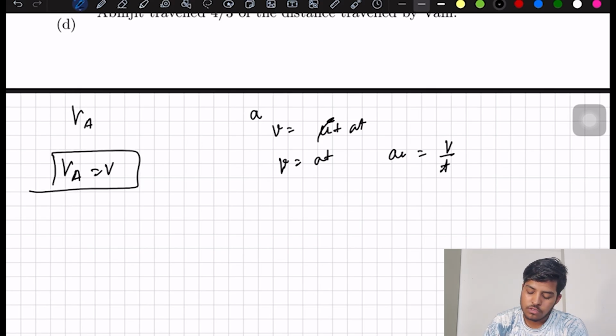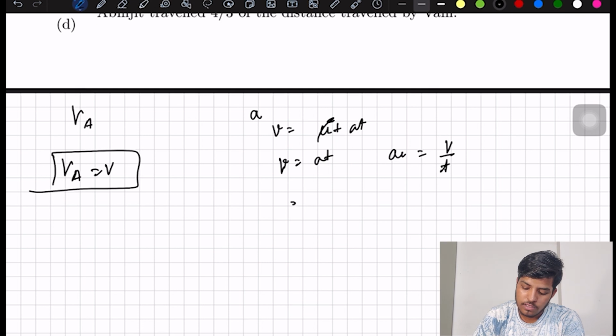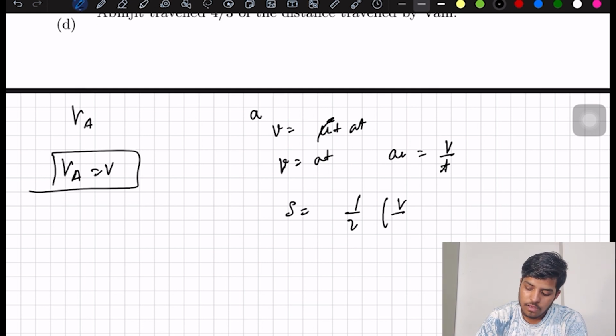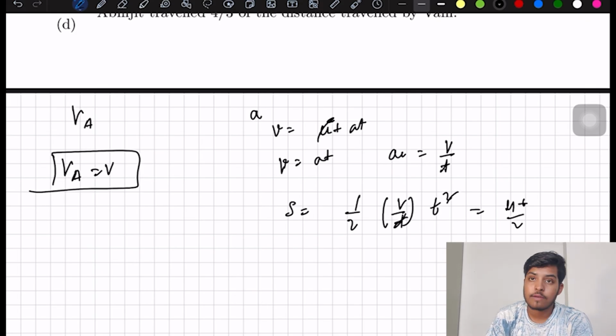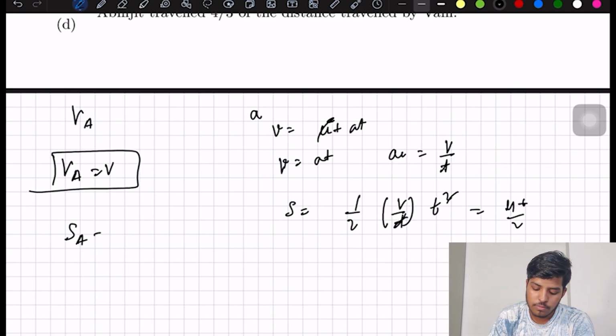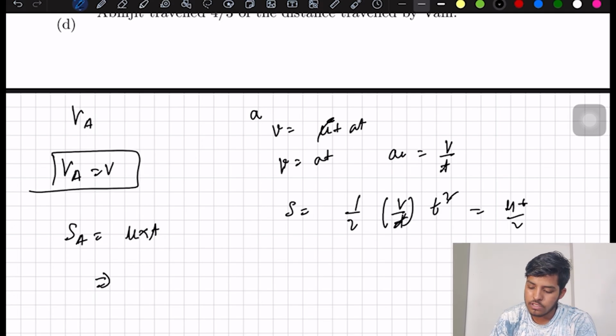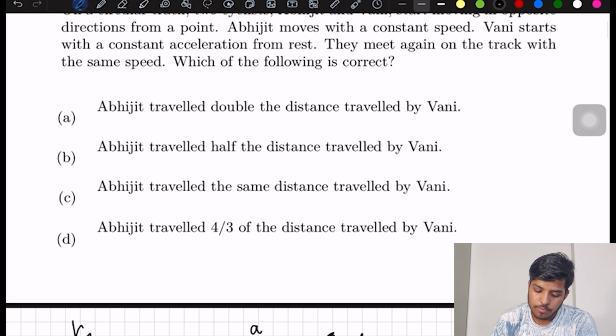So the distance traveled by Vani is equal to ut plus half a t square, u is 0, so it equals vt by 2. And the distance traveled by Abhijit, he is moving with a constant velocity, so distance covered by Abhijit will be v into t. So clearly it is visible that the distance traveled by Abhijit is double the distance of Vani, so option A is correct.